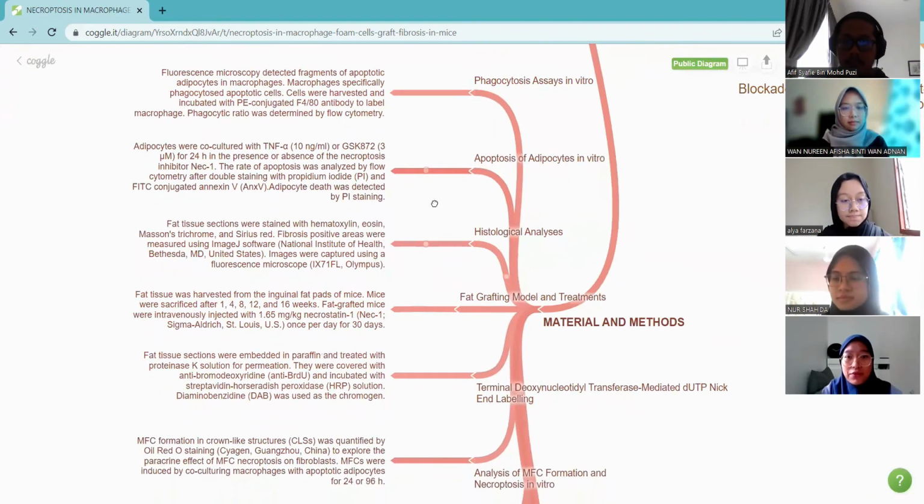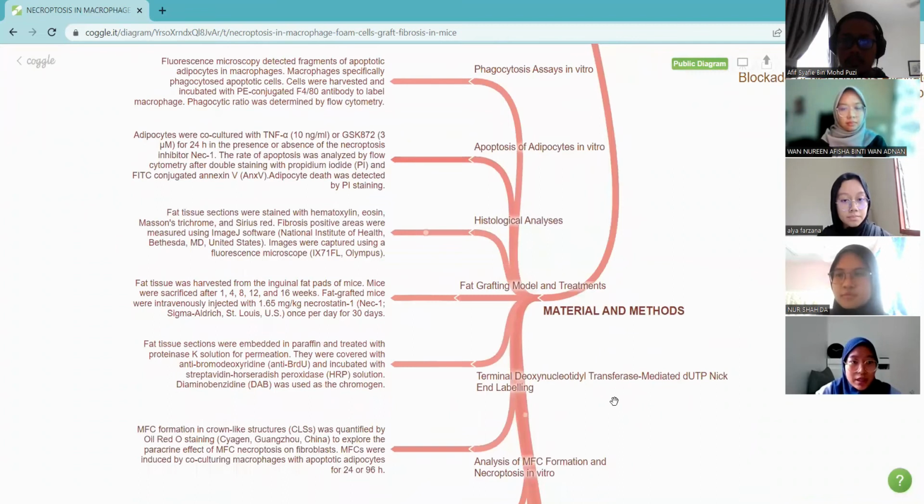Next is apoptosis of adipocytes in vitro. Adipocytes were co-cultured with TNF-alpha 10 nanogram per ml or GSK872 for 24 hours in the presence or absence of necroptosis inhibitor NEC1. The rate of apoptosis was analyzed by flow cytometry after double staining with propidium iodide, PI, and FITC-conjugated annexin V. Adipocyte death was detected by PI staining.